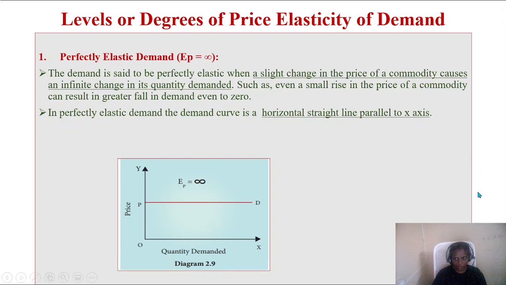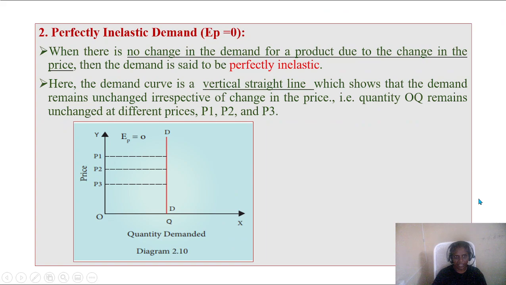Now we are going to see the second situation: perfectly inelastic demand. Though the price level increases, decreases or remains constant, the demand never changes at all. There is no change in the demand for a product due to changes in its price level. For example, take the price of woolen clothes during summer. During summer we prefer only cotton clothes, we don't prefer woolen clothes.